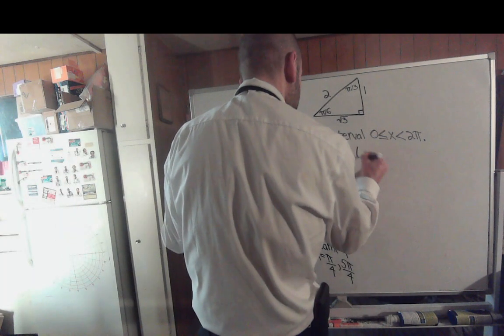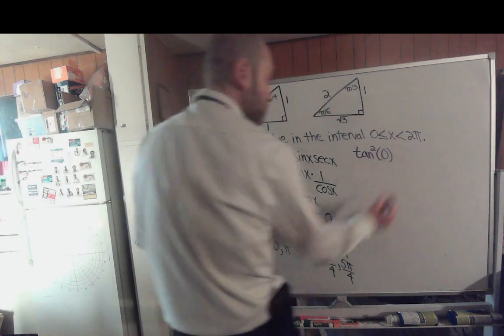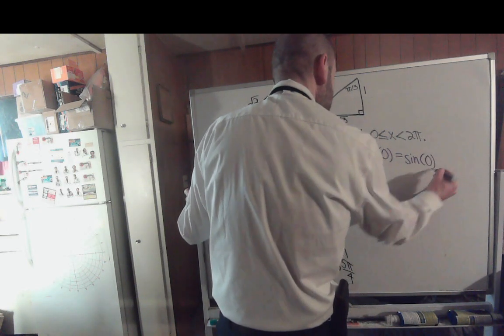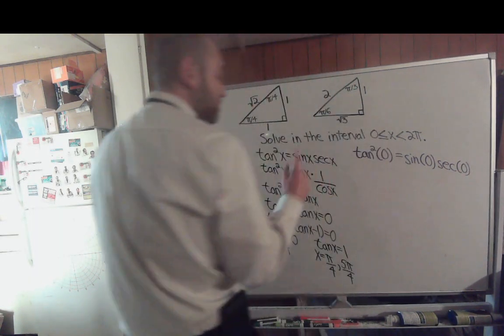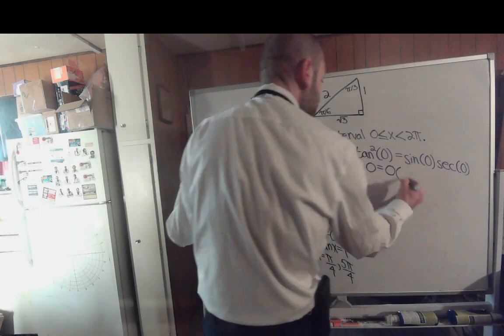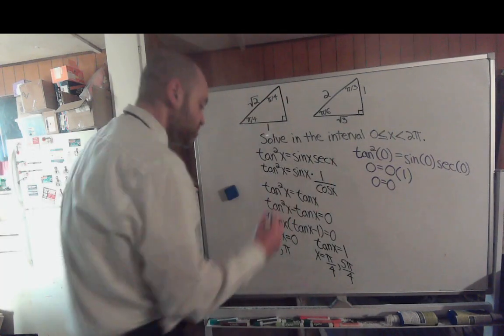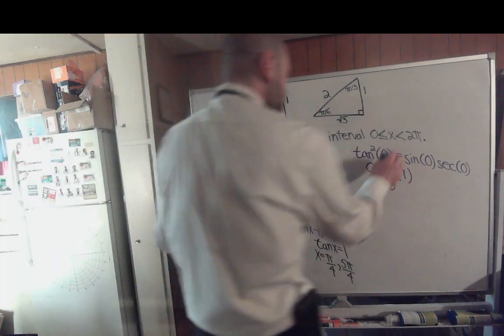Let's take the tangent squared of 0, set that equal to the sine of 0 times the secant of 0. Well, tangent of 0 is 0. 0 squared is 0. That would equal, what's the sine of 0? Well, that's going to be 0 times the secant of 0, which is 1. Well, you get 0 equals 0. That holds true, so 0 for sure is a verified solution. Let's do the same for pi.